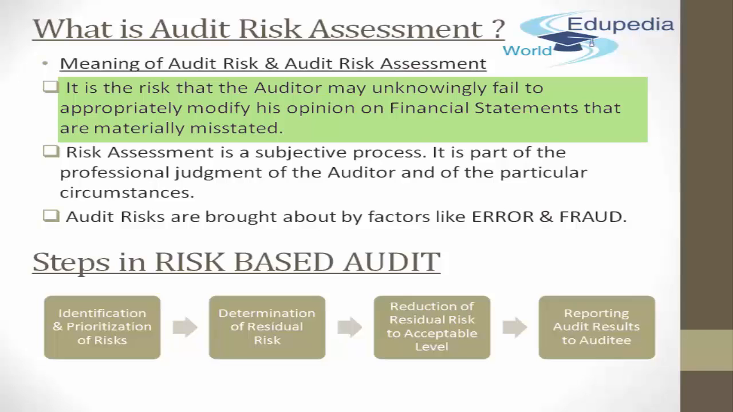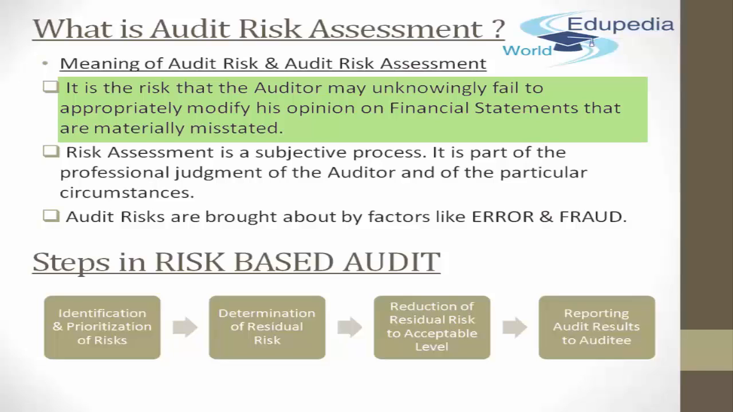So you might provide them the unqualified opinion on their financial statements, and thereby you won't be able to provide the relevant kind of opinion on those financial statements. So this is particularly that risk. It is the risk that the auditor may unknowingly fail to appropriately modify his opinion on the financial statements that are materially misstated. You provided the unqualified opinion or clean report to them. However, the same should have been modified by providing either a qualified, disclaimer or adverse opinion. So that could have been the case. So this is all about audit risk.